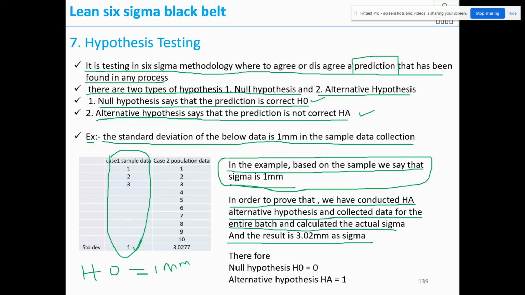Now what we have done, since this is sample data, is collect the data for the entire batch. When we calculate the standard deviation, it comes to 3.02 mm. That means the standard deviation from the sample to the population has become about 3 times. Therefore, we say the null hypothesis H0 is equal to 0 and the alternative hypothesis HA is equal to 1. That means the alternative hypothesis is correct, and then the statement is wrong. So this is the general approach to hypothesis testing.